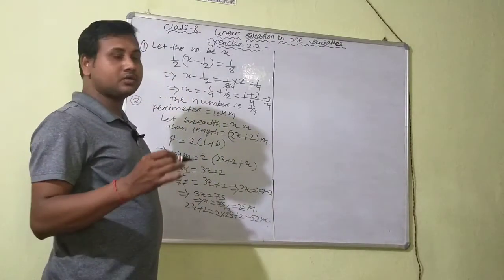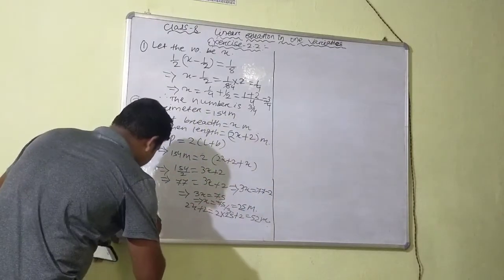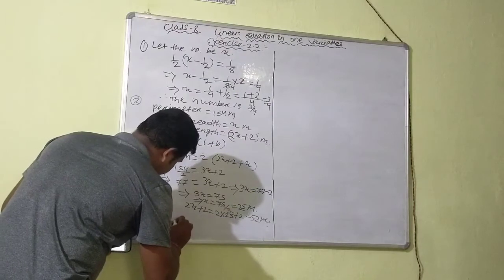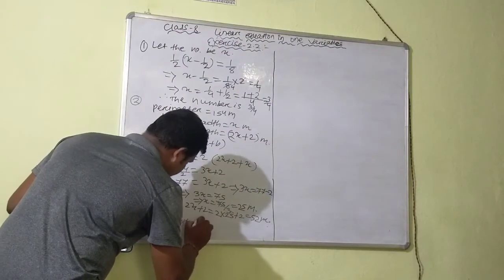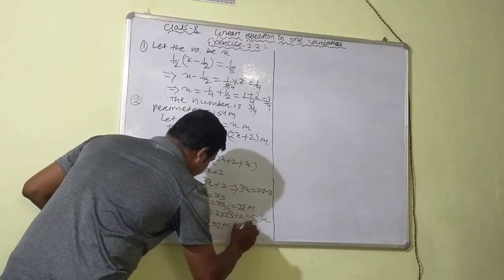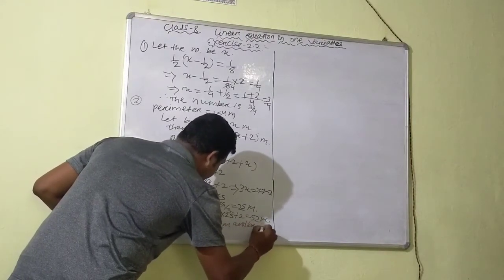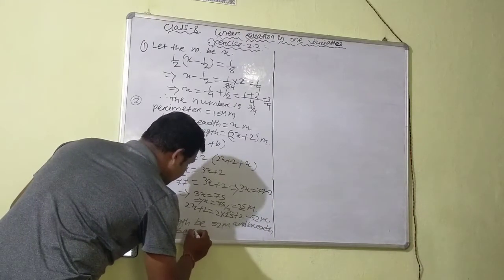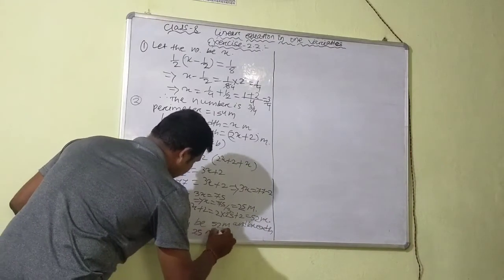Then we will write the conclusion. Therefore, the length will be 52 meter and breadth will be 25 meter. Okay.